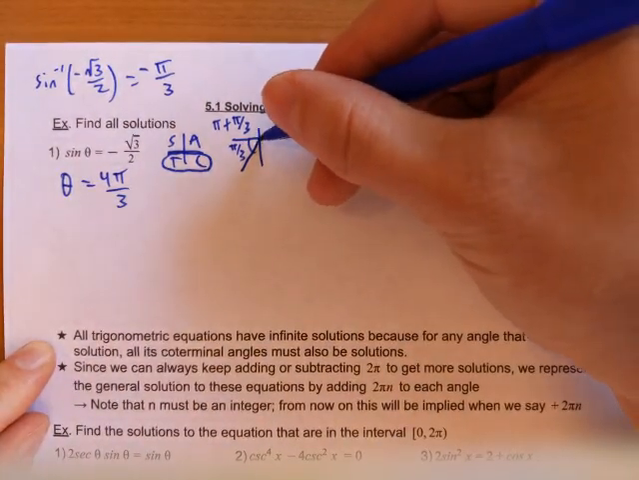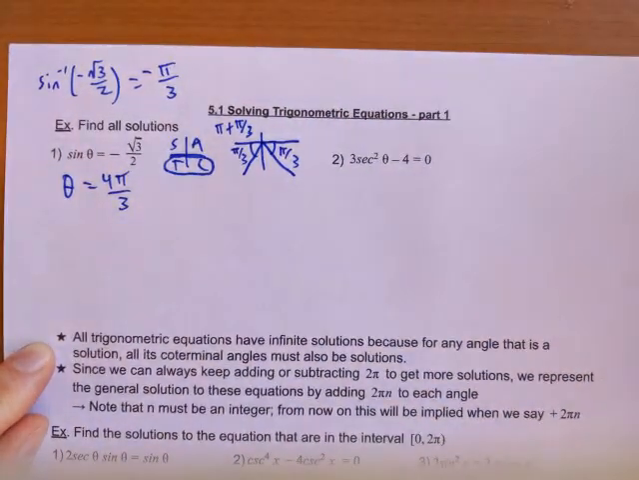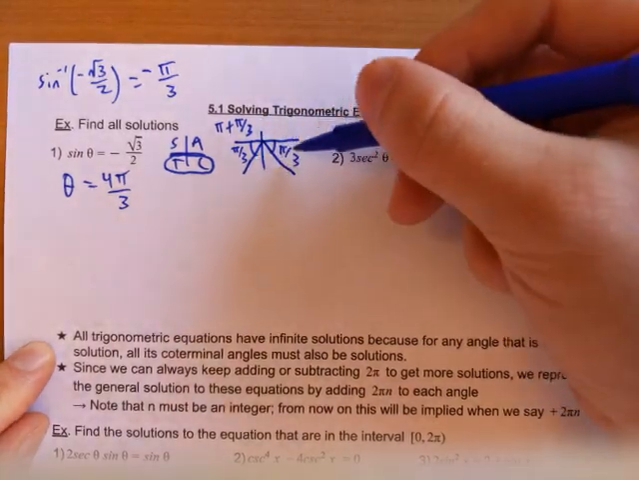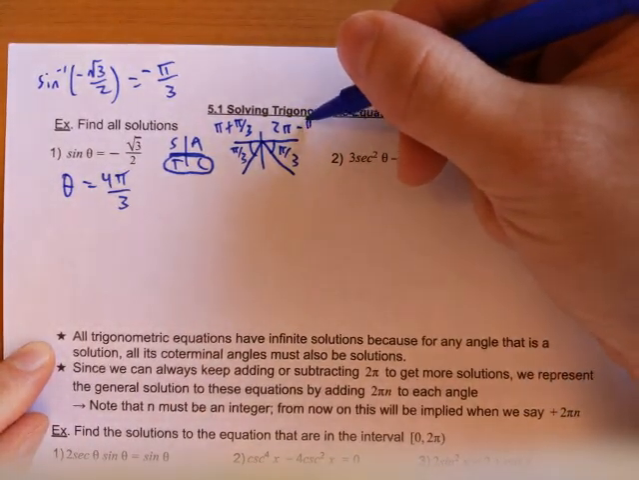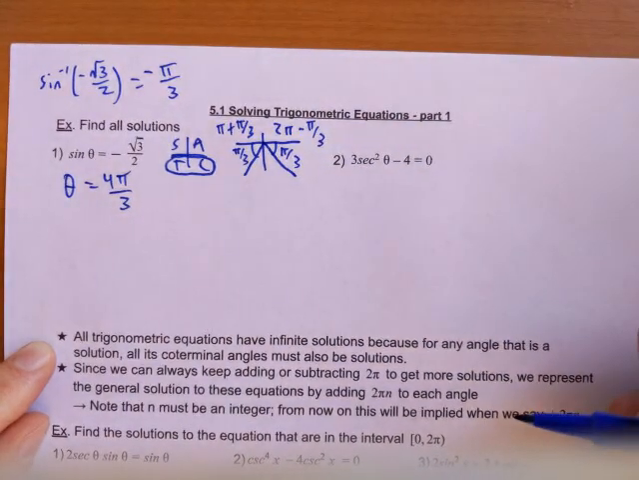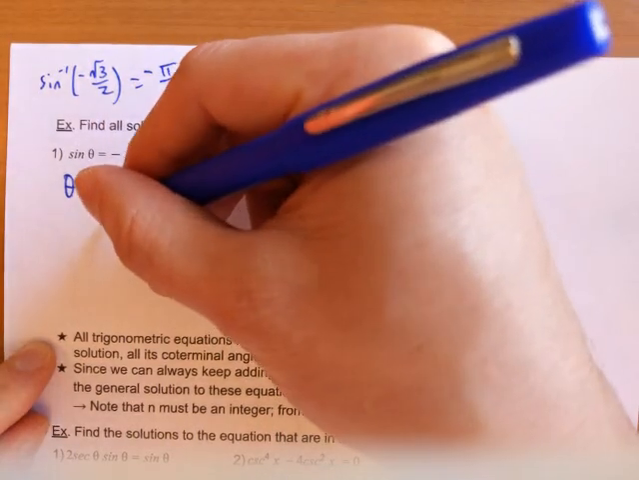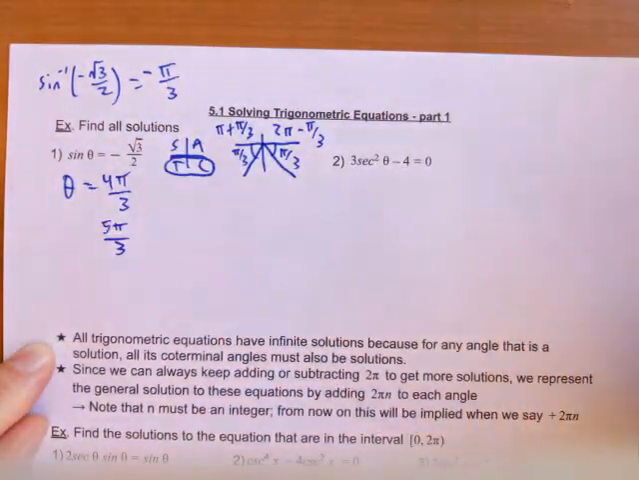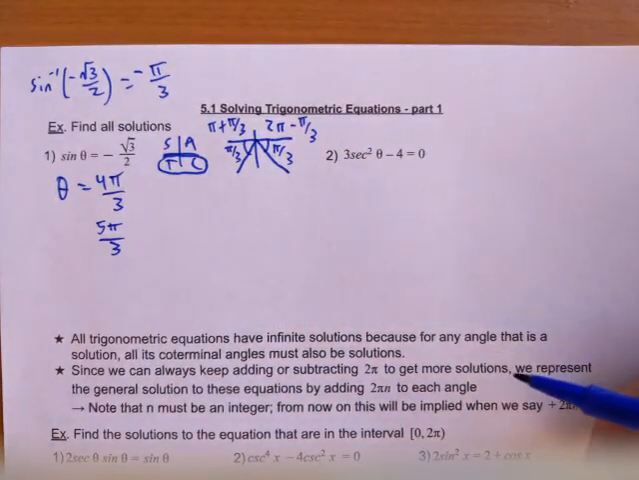And then we could also find our fourth quadrant angle. So we've got a pi over 3 reference angle right there. Well, that's a little bit less than a full circle. So we would take 2 pi and subtract pi over 3. And so 6 pi over 3 minus pi over 3, that would be 5 pi over 3. So those would be the two angles that we might think of first.